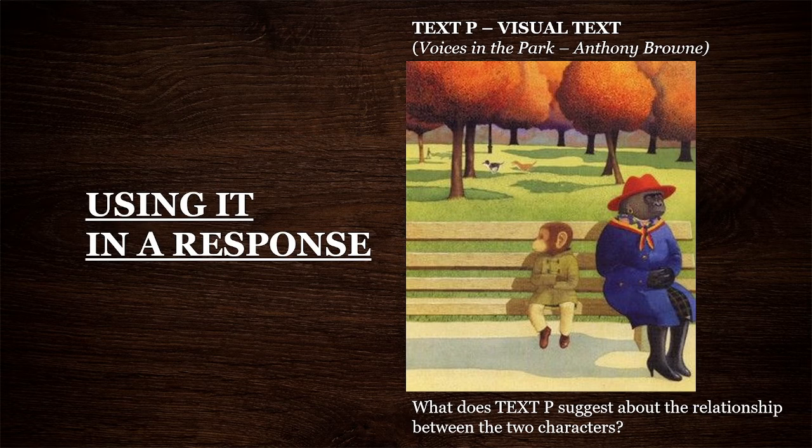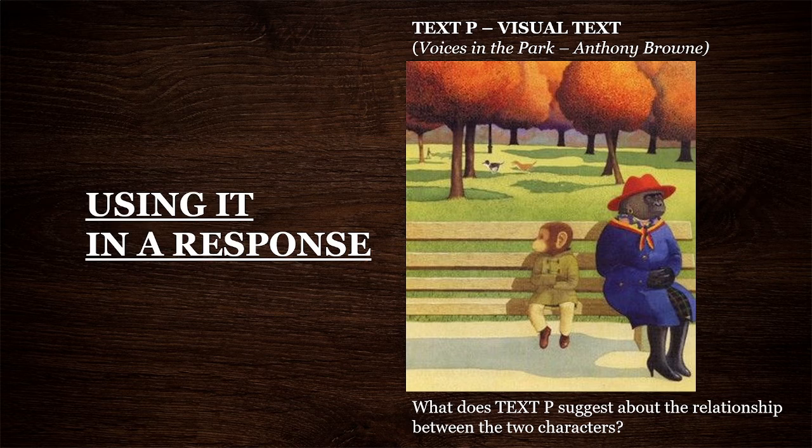By now, I will assume that you have written something yourself, and now I will go through it together with you. So, what does text P suggest about the relationship between the two characters? Immediately when I see this image, I think both of them have their arms crossed, which usually means that they don't feel exactly comfortable with each other. Usually, when you cross your arms in front of you, it's a defense mechanism. It's when you're trying to protect yourself in situations where you feel anxious.